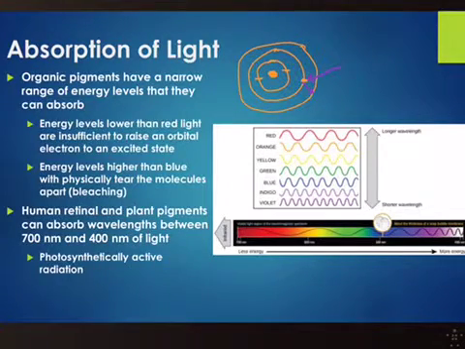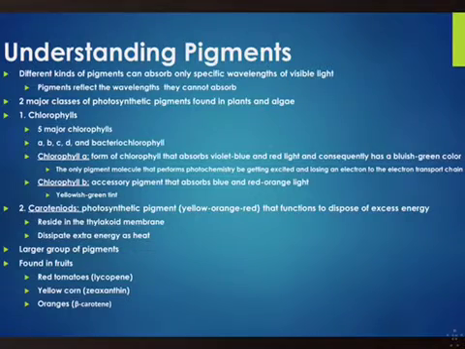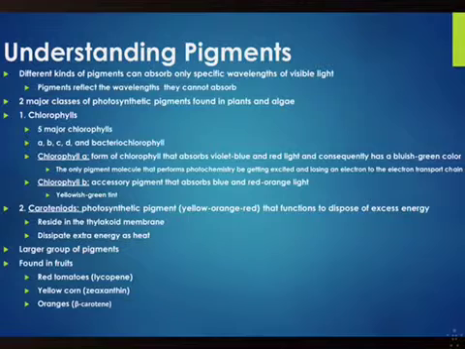Okay. Your human eye, your retinal pigments, and plant pigments have the ability to absorb wavelengths between 700 nanometers and 400 nanometers. Those happen to be the wavelengths of the rainbow of colors. When we talk about it in terms of plants, this is called the photosynthetically active radiation, meaning it works for photosynthesis. Okay? So we have to understand how these pigments work before we can really talk about photosynthesis.